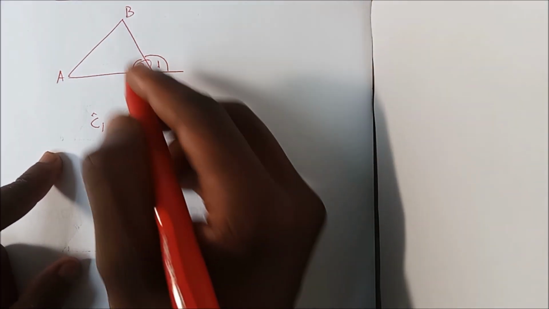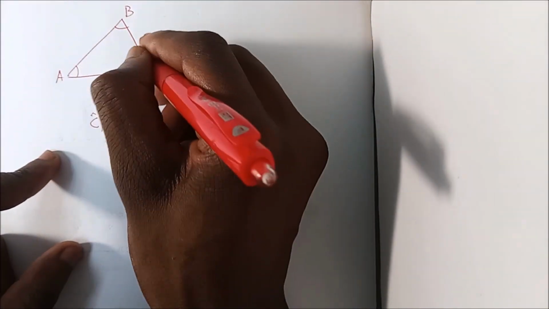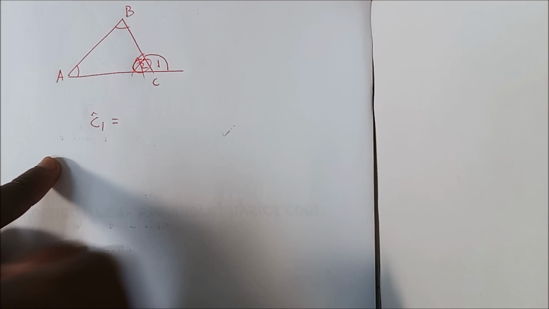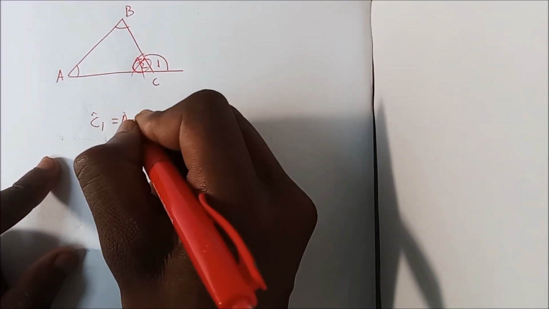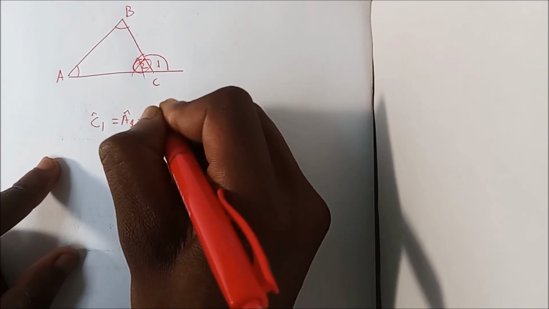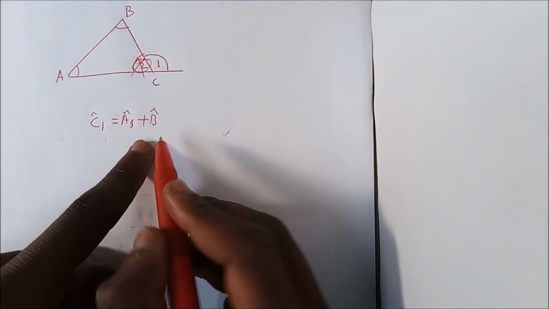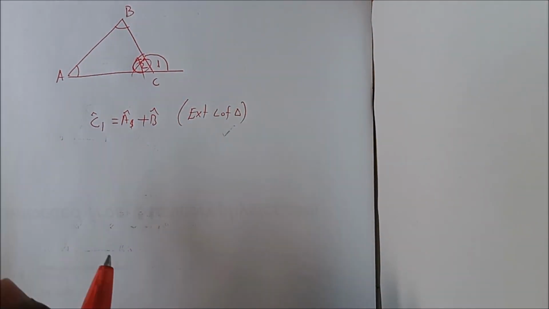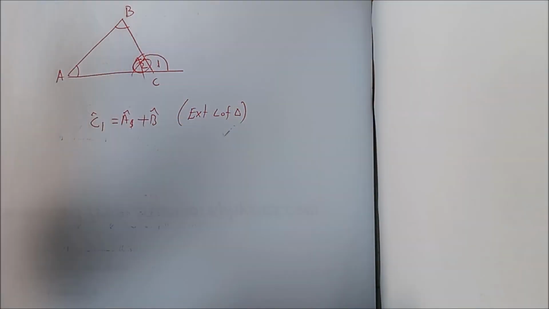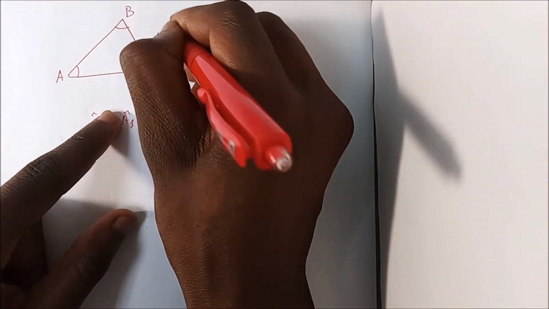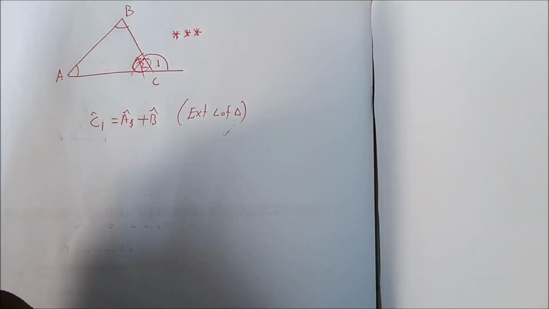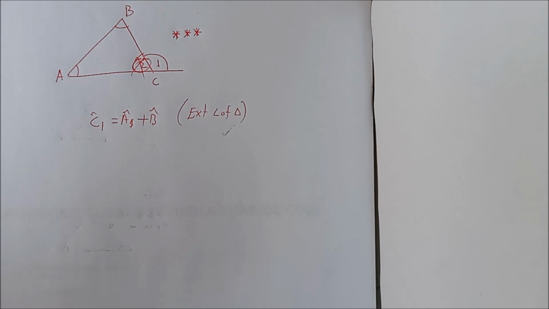So that basically means the ones that are inside are B, A, and C2. But my statement says not the one that is next door. So not this one. So that means C1 equals A plus B. So C1 equals A plus B. What is the reason? It's exterior angle of triangle. And then you are done. So this is also important and vital. Let me put stars here, because those ones with stars, we are going to use them to prove some of the theorems. But I'm not going to prove theorems today.